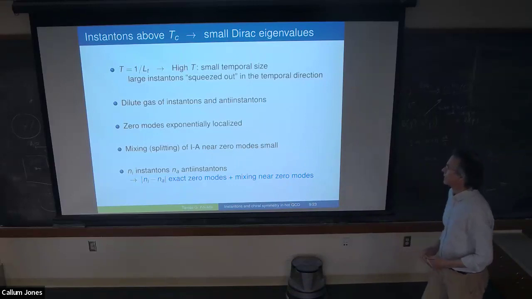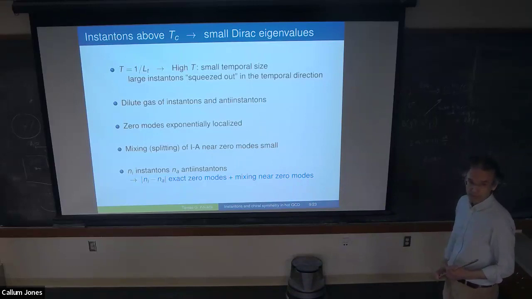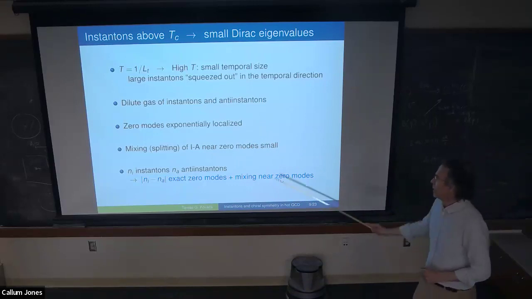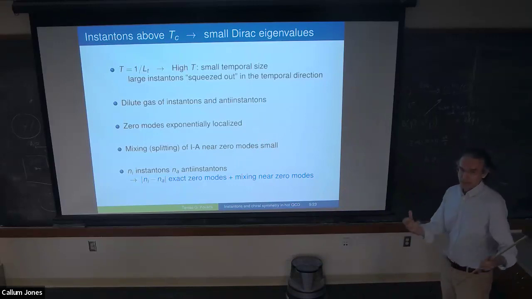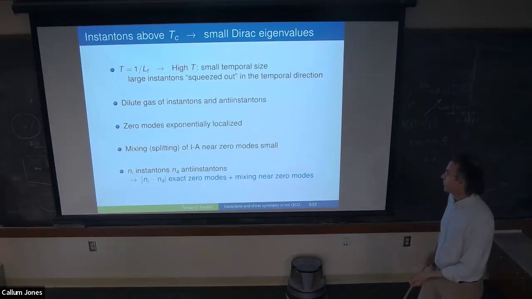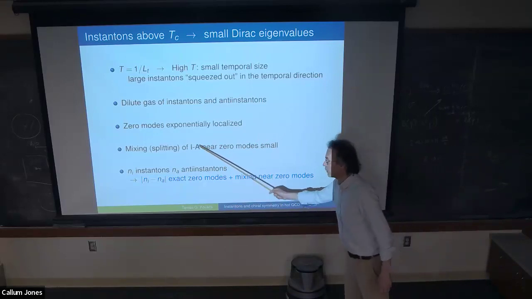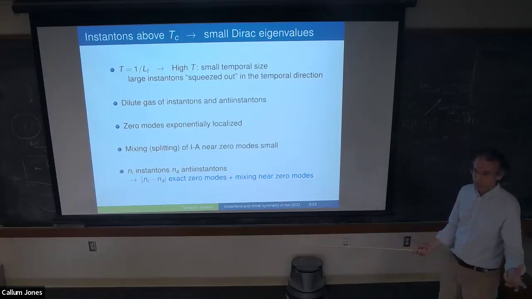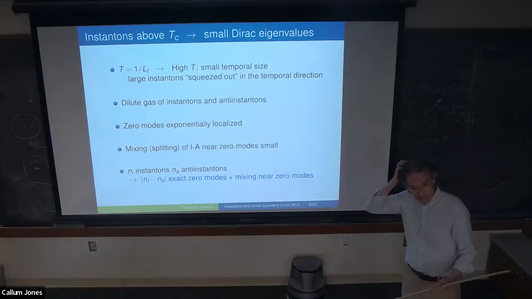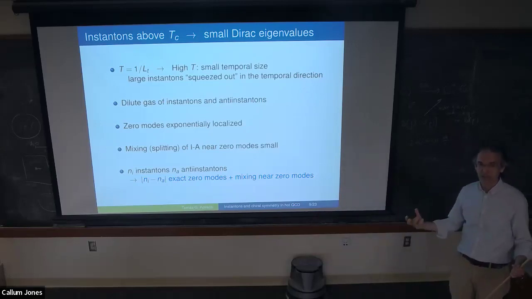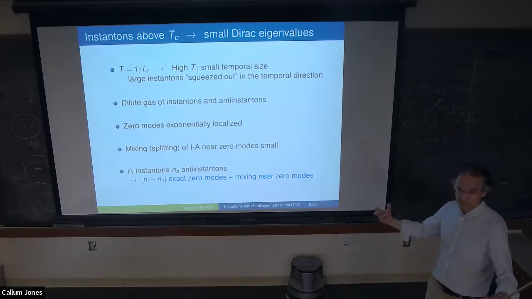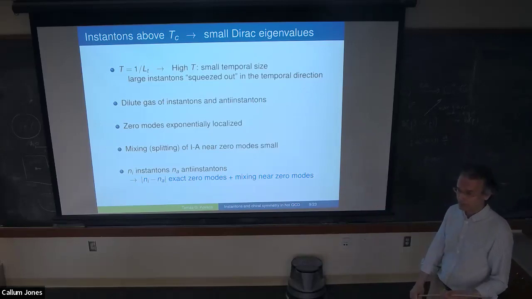And the other thing which we know at finite temperature is that the zero modes are exponentially localized, as opposed to zero temperature where they are not exponentially localized, they fall as a power law. So: exponentially localized zero modes, dilute gas. So you can imagine that the mixing of these near zero modes of instantons and anti-instantons will be small, because the eigenmodes are exponentially localized. It's like the states of electrons on faraway atoms. There is not much mixing between them because they are far away and the wave functions are exponentially falling.